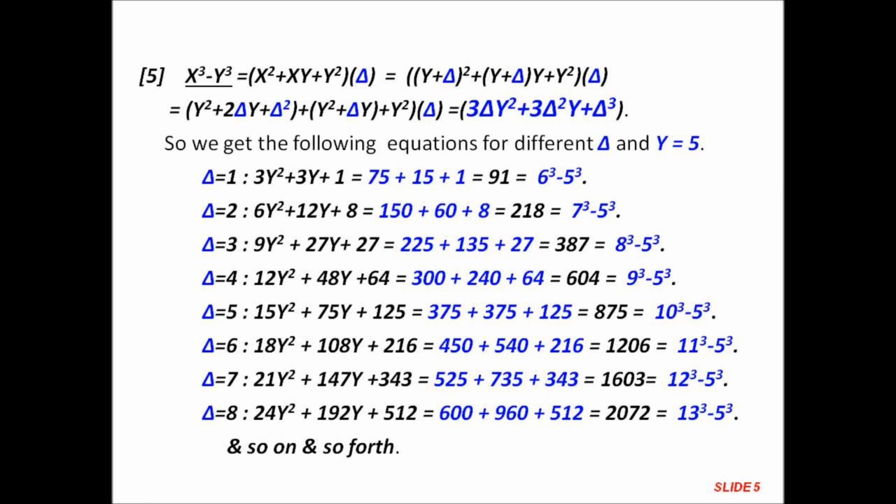5. x cubed minus y cubed equals (x squared plus xy plus y squared) all multiplied by delta, which leads to the basic equation 3 delta y squared plus 3 delta squared y plus delta cubed. So we get the following equations for different delta and y equals 5, and the equations can be continued all the way to infinity.